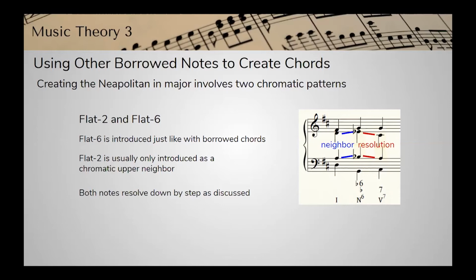Okay, so to summarize, to introduce the flat 2, you can do it just like you do with the borrowed notes, right? So either as a chromatic upper neighbor that resolves down to the leading tone, or a whole step that moves from the third scale degree down by a whole step. And then they either resolve to the leading tone if you're going to the 5 chord, or they resolve down by a half step to the tonic if you're going to a 1/6/4.